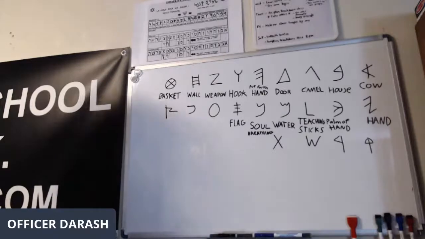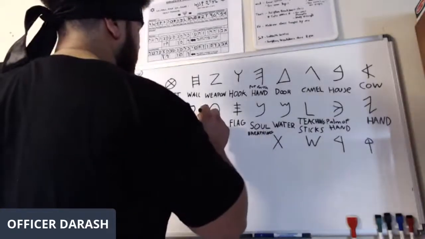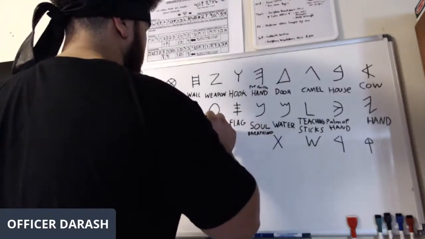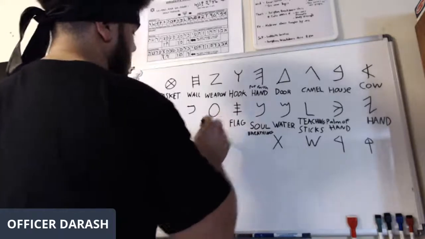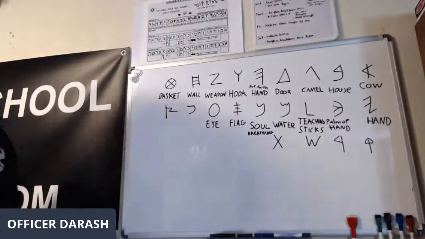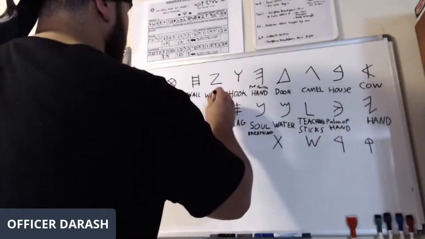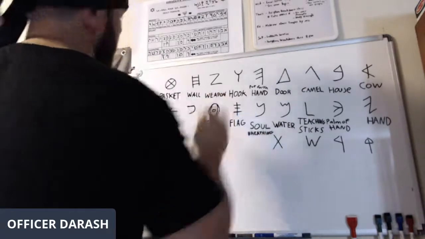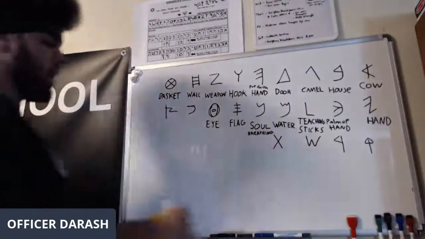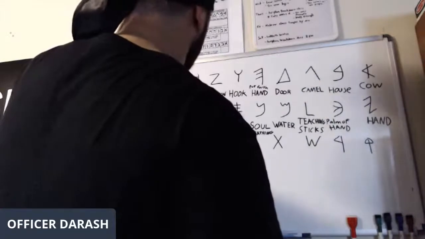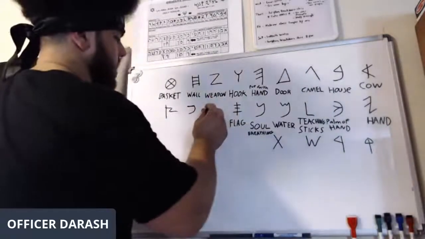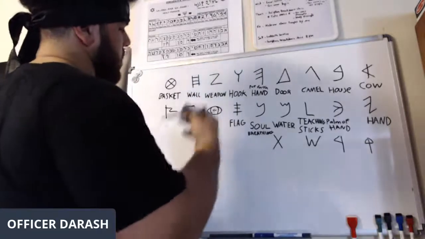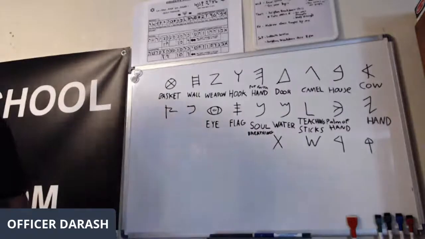The ayan means eye, like the actual eye, because it looks like an eye. Let's do a better description. That's a terrible eye, actually. Let me do it. So the eye resembles the circle, the shape of the eye. All right.